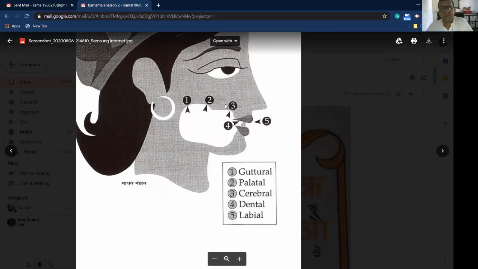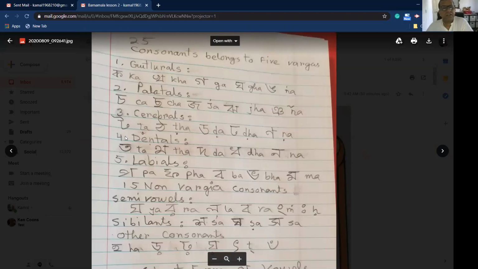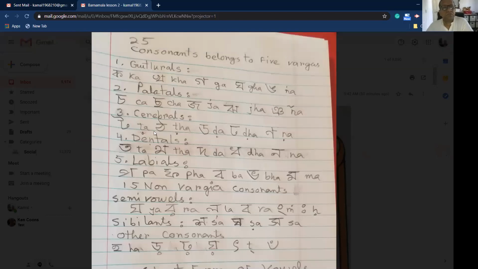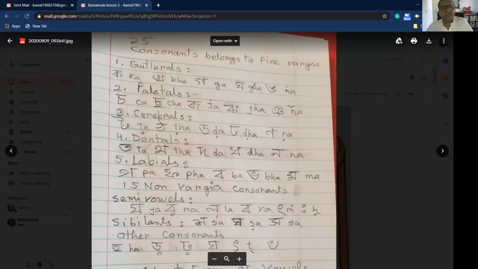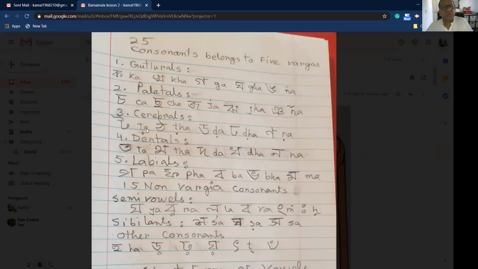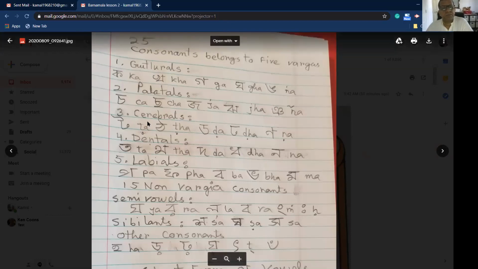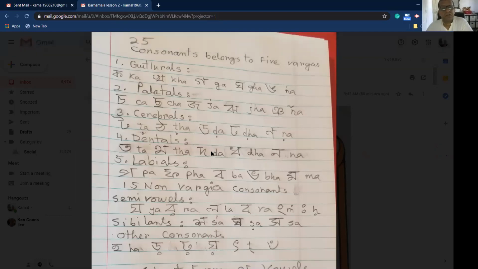And the third one is cerebral. Cerebral is the next category: ta, tha, da, dha, murdhana. Murdhana is the nasal here. So ta, you actually use the upper jaw. Ta, a little heavy sound. So it is cerebral. The fourth category is where you only use your teeth. So it's dental. Each of them has 5. Ta, tha, da, dha, and this one is dantana. Again, we'll figure out the difference between dantana and murdhana when you write words.